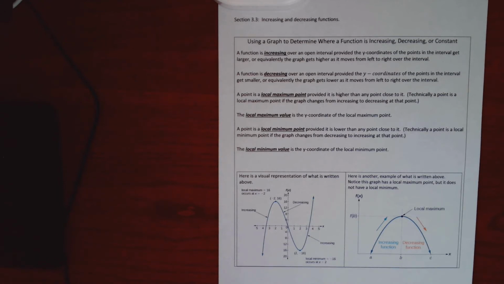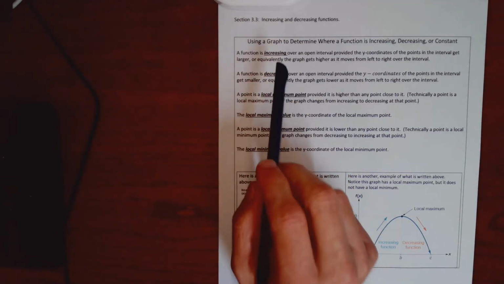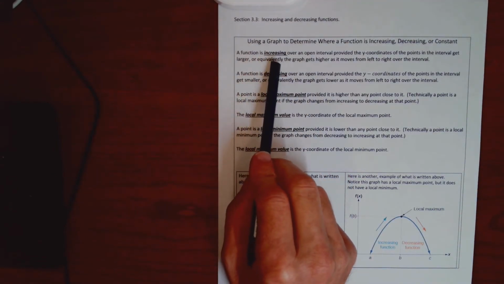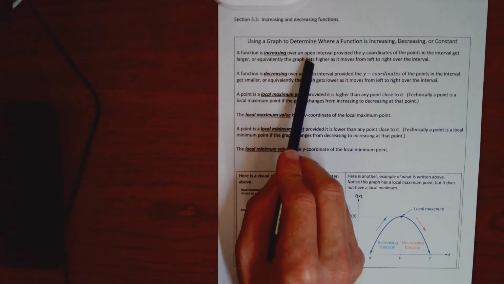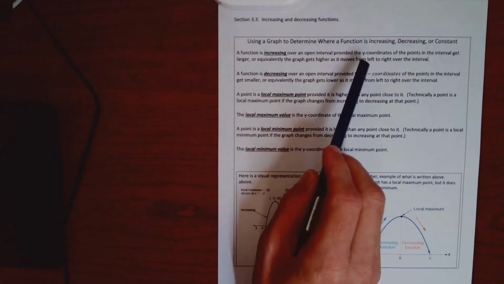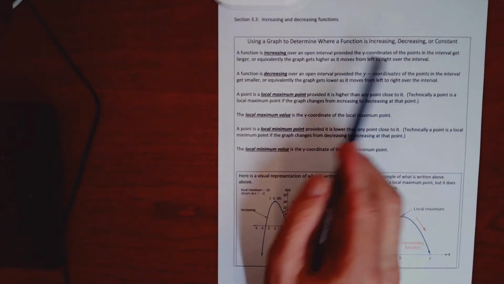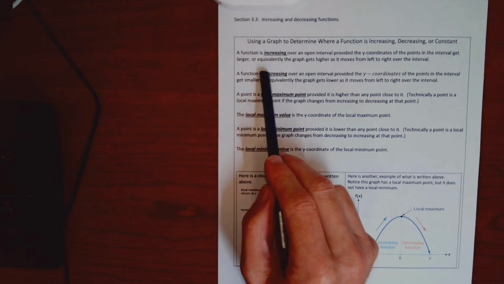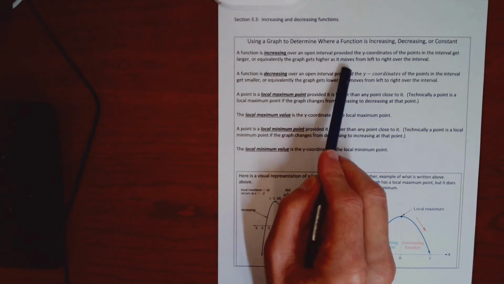A graph of a function is considered increasing over an open interval, which means an interval with only round parentheses, provided the y-coordinates of the interval get larger as you move from left to right. Or equivalently, the graph gets higher as it moves from left to right.